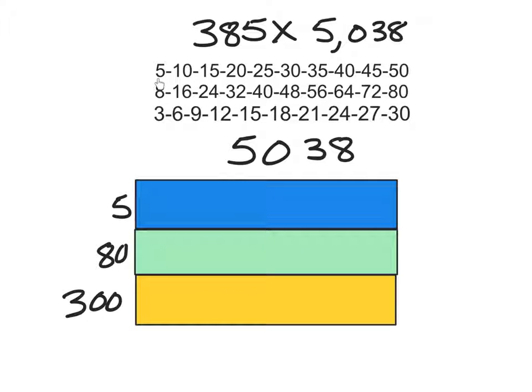5 times 8. 1, 2, 3, 4, 5, 6, 7, and 8 is going to give you 40. Drop that 0, carry that 4, and move along. 5 times 3. 1, 2, 3 gives me 15. Plus this 4 here is going to give me 19.